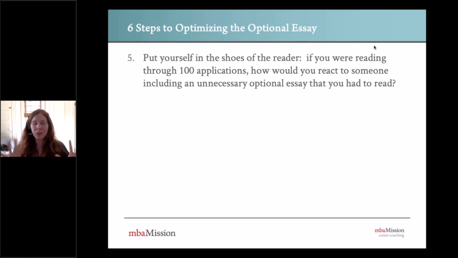Okay, I want you to resist temptation, okay? Put yourself in the shoes of the reader. If you were reading through like 100 applications over the course of the week, how would you react to someone including an unnecessary optional essay that you had to read, right? You'd be annoyed at them. You'd be frustrated. You'd be like, not another essay, right?